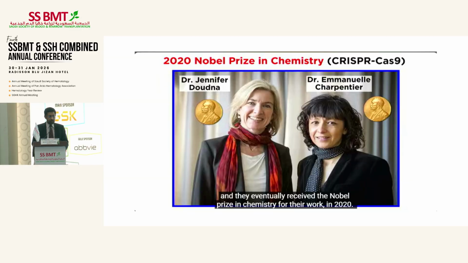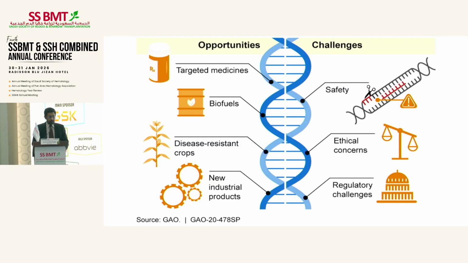These two ladies, Doudna and Charpentier, got the Nobel Prize in 2020 because they transformed the technology, which was found and described in bacteria, into cell lines in vitro. And this CRISPR-Cas technology has a wide variety of applications, not only in gene therapy, but also in biofuels, ethical concerns, and disease resistance. In the future, it will also be applied in cancer therapies.